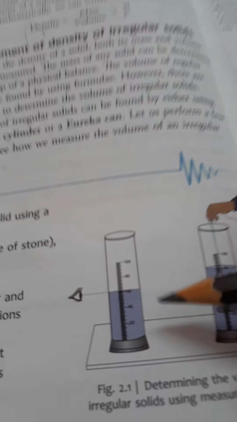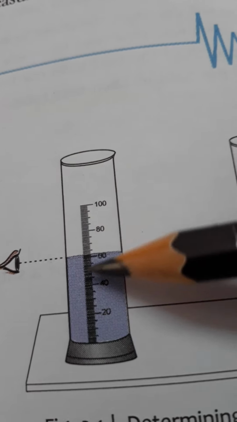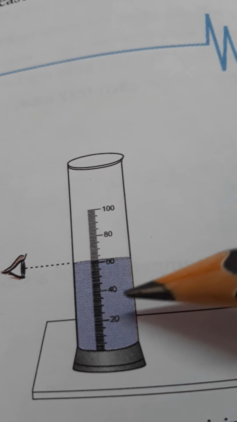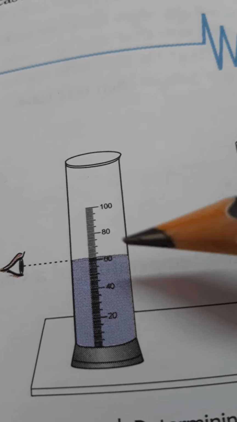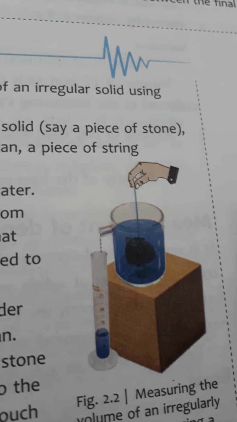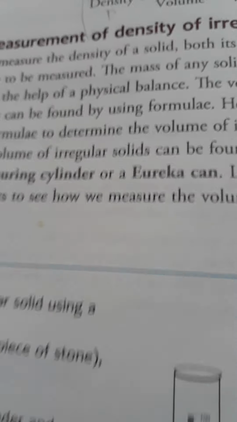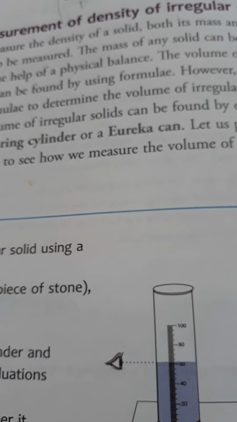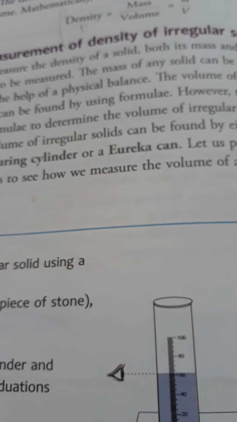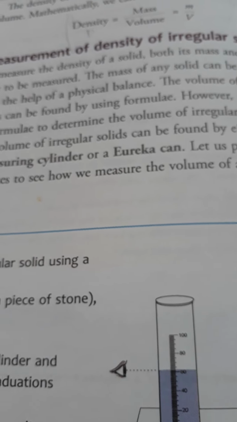You see here, this is called a measuring cylinder, because the scaling is on the wall of that cylinder. So if we pour water inside it, we can find out how much volume or amount of water is inside this measuring cylinder. Or Eureka cans, this picture is here. See, this is a Eureka can. In that way, we can find out the volume of an irregular solid. An irregular solid is one whose dimensions cannot be measured, like a pebble or stone.